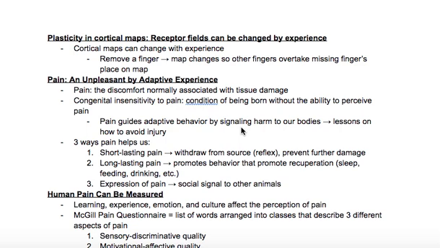For Chapter 8, Segment 3, which is pages 246 to 253, we start with the section titled Plasticity in Cortical Maps, which means receptive fields can be changed by experience. These cortical maps can change with experience, and the one example they gave was that when a finger is removed for whatever reason, the map changes so the other fingers overtake the missing finger's place on the map.